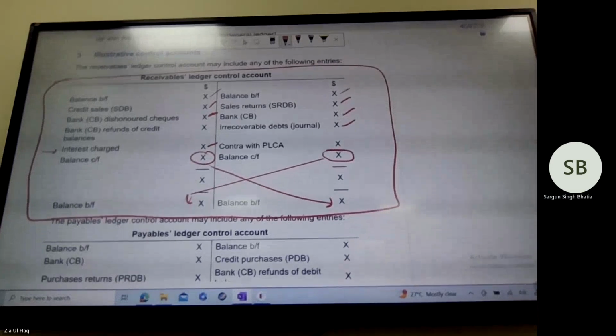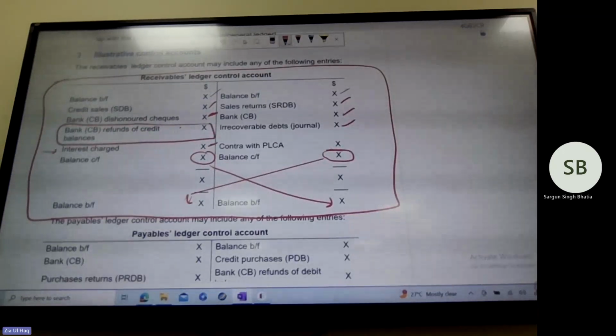Oh, yes, sir. What is this, bank refund of credit balances? Bank refund of credit balances, leave it, we don't need to cover it. Now what is left is this, contra?